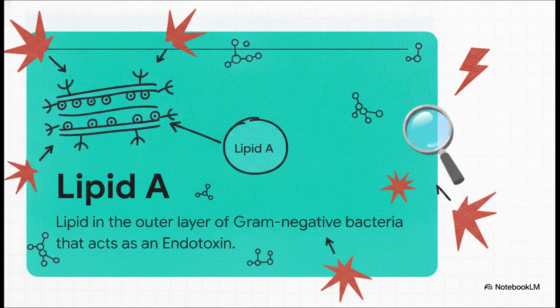Let's zoom in on that outer membrane for a second, specifically its outer layer, which is made of lipopolysaccharides. Now, this contains a lot of different lipids, but there is one massive, high-yield pearl you absolutely must know, and that's lipid A. Lipid A is the specific lipid component housed right there in the outer layer of gram-negative bacteria, and it functions directly as an endotoxin. This literally links their physical anatomy straight to their most dangerous weapon.